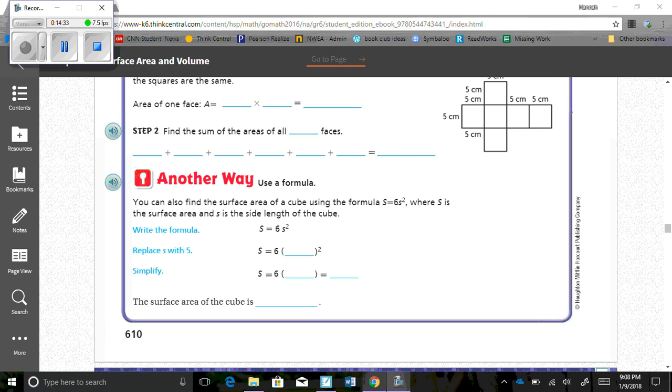Okay, and so that is all for Chapter 11, Lesson 3. Again, our objective was you will use nets and use a formula to find the surface area of a prism, and hopefully by the end of the video, you can use nets and use formulas both to find the surface area of a given prism.